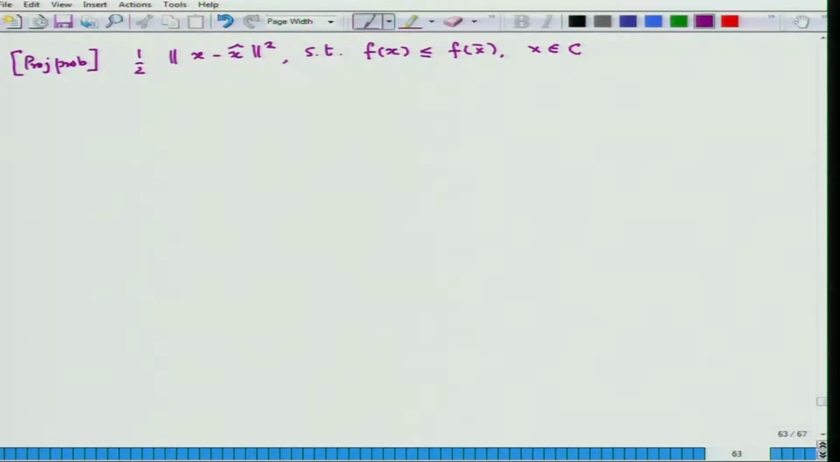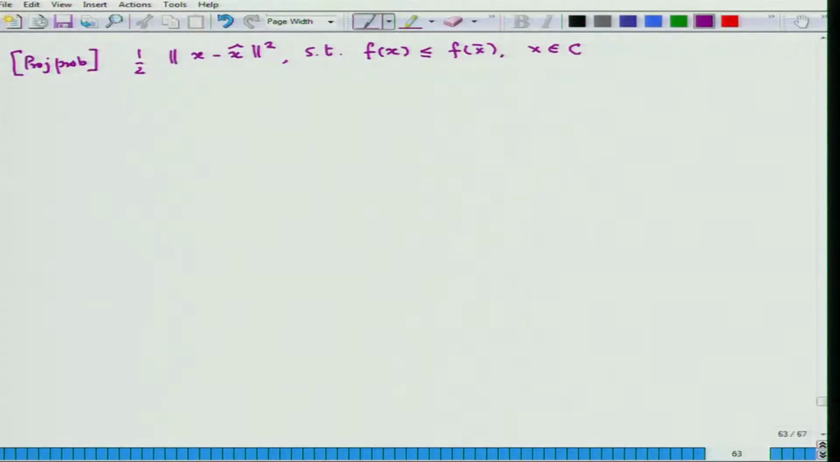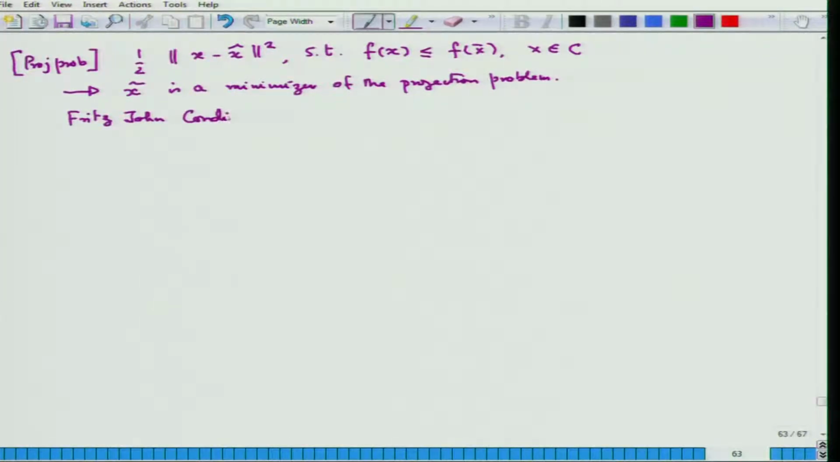Now, again you might ask me, how do I start doing this? So, we will go by using our standard Fritz John optimality condition. To do this, we will apply first the Fritz John conditions. You see, I do not know whether the Slater condition is holding here. If the Slater condition holds, then I can directly apply. If the Slater condition does not hold, then I do not know. So, there exists a minimizer of this problem, say x tilde is a minimizer of the projection problem. Then I will apply the Fritz John conditions, or the John conditions, whatever you want to say.